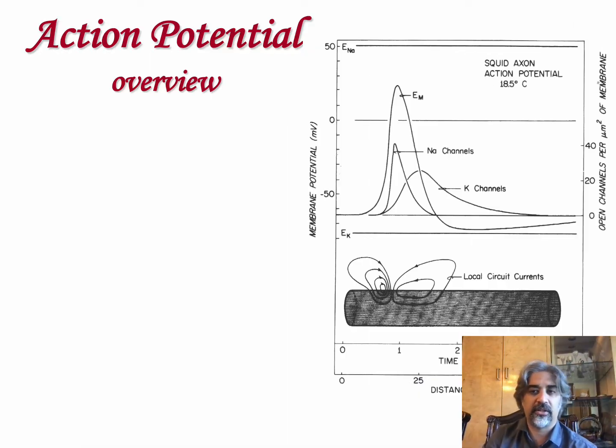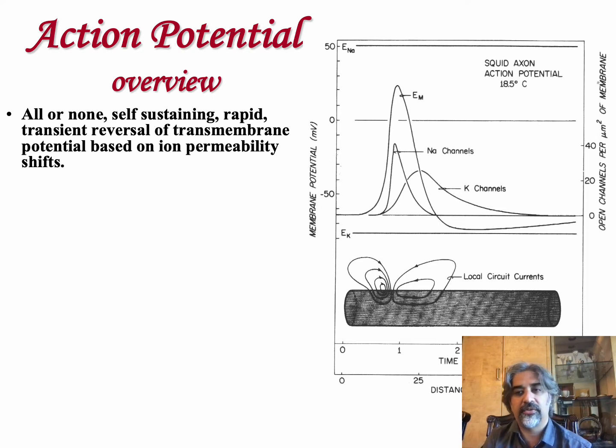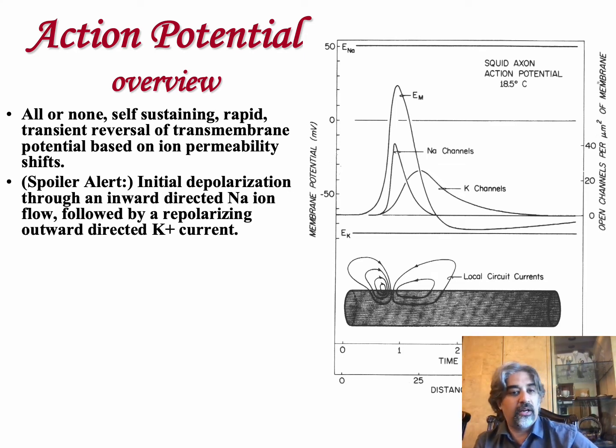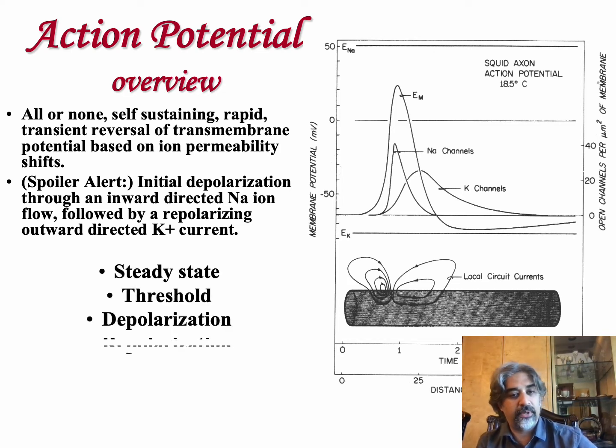So an action potential is an all or none self-sustaining rapid transient reversal of transmembrane potential based on ion permeability shifts. The nervous system has developed this simple, highly efficient means of relaying information and reacting to stimuli by means of electrical impulses. They're self-sustaining ion permeability shifts known as action potential. And it's an initial depolarization through an inward directed sodium ion flow followed by a repolarizing outward directed potassium current.